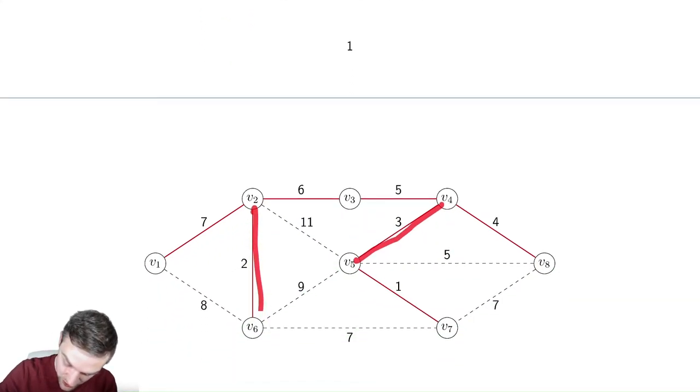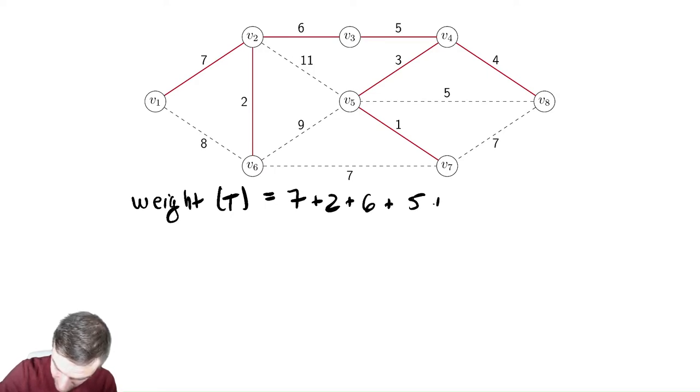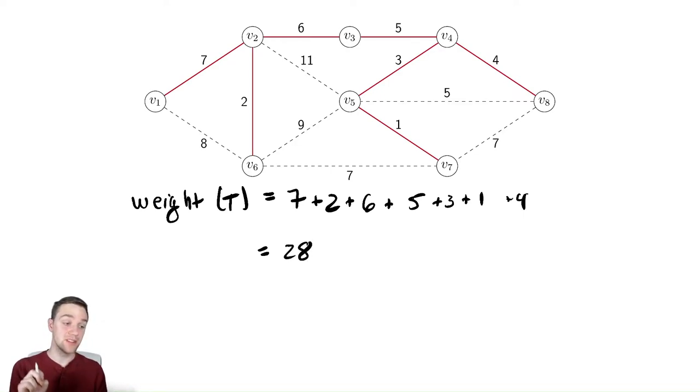So let's compute the weight of this tree. The weight of this tree is 7 plus 2 plus 6 plus 5 plus 3 plus 1 plus 4. This is 9 plus 6, that's 15, plus 5 is 20, plus another 8 is 28. And 28 is in fact less than 41, so this is a better spanning tree, but whether or not it is the minimum remains to be seen. We will prove that our algorithm is correct as we march forward, but for now we're just going to say this is better, and you could try to play around and it turns out you cannot do better than this for this tree. So what is our algorithm going to be?